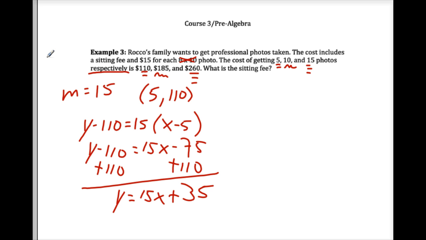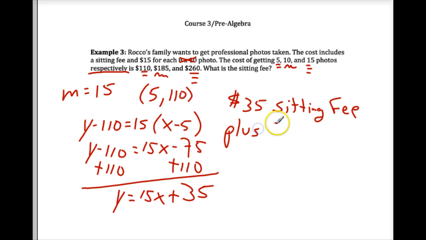So yeah, I wanted to get back to Matt to see where he's going with this. But let me write this down first. $35 sitting fee plus $15 per photo. All right, Matt. That's guys what you have to write down for your homework. You know, what's the sitting fee, or if it says explain it, whatever. Do something like that.